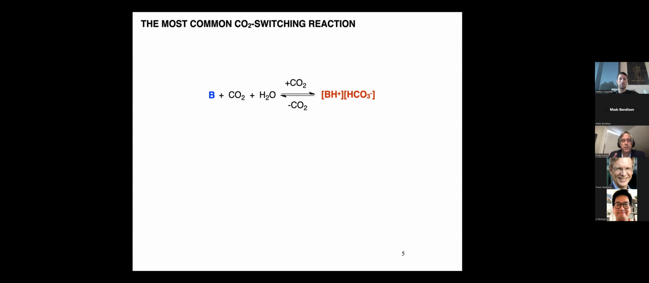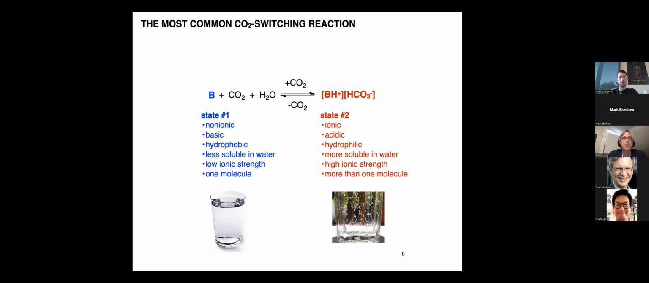We have an amine, which is indicated here by the blue letter B, meaning a base. And you expose that to CO2 in the presence of water and the base gets protonated, giving you a bicarbonate salt. And in order to make sure it's a bicarbonate salt rather than a carbamate, we use a tertiary amine or a bulky secondary. If we have a non-bulky secondary or primary, we get carbamate salts instead, and that's not desirable because it's harder to reverse.